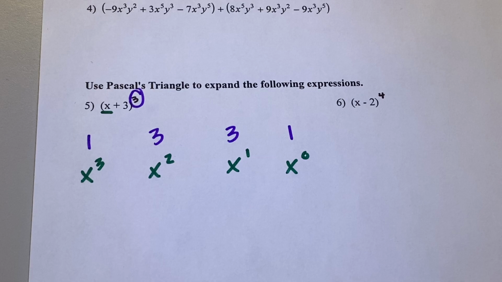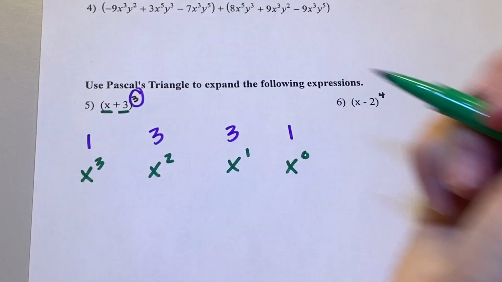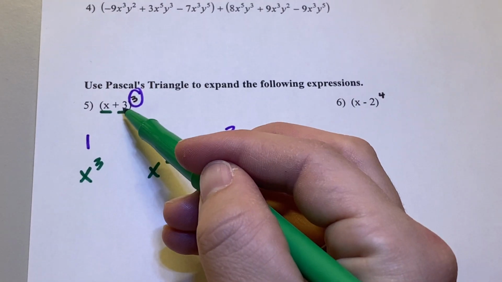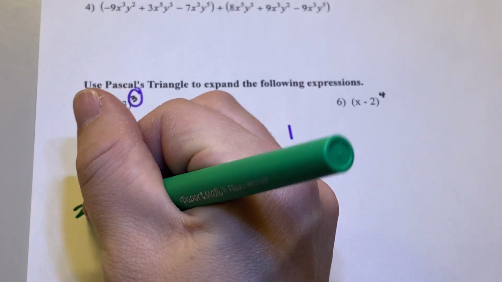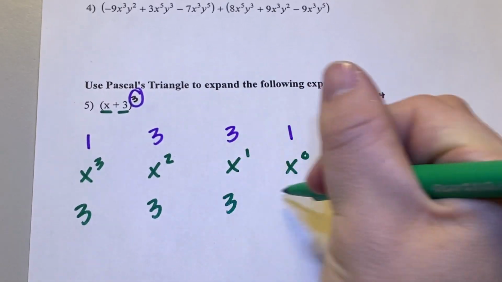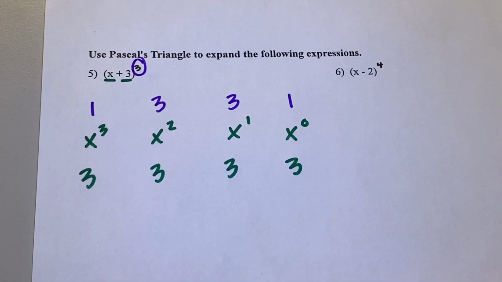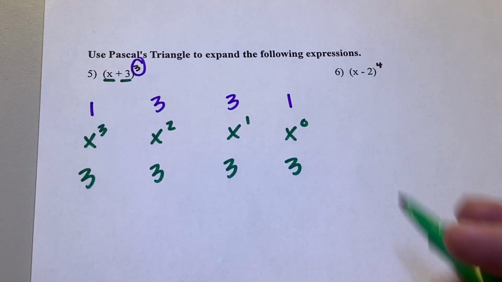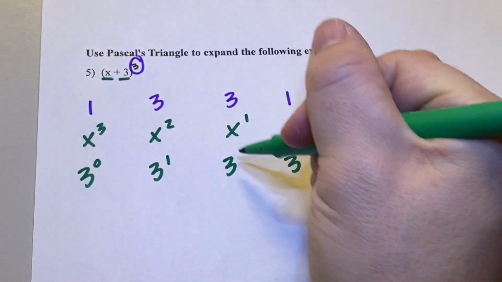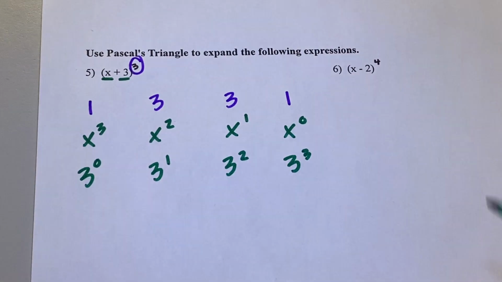Okay, what's my second term in my binomial? 3. 3, so give them all a 3. 3, 3, 3, 3. Second term starts low and goes high. 0, 1, 2, 3.